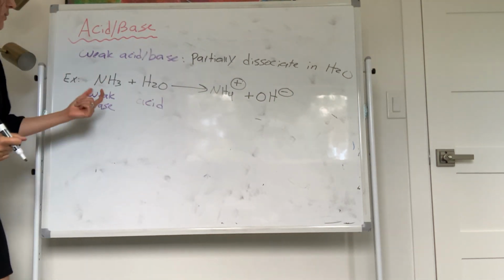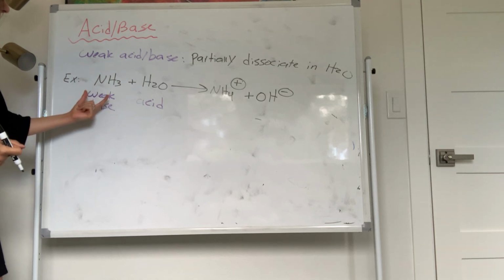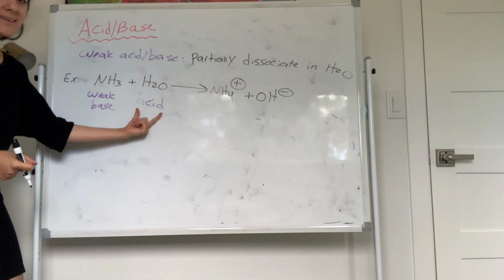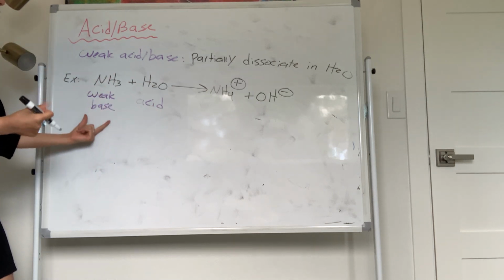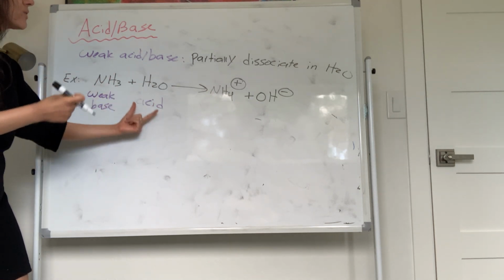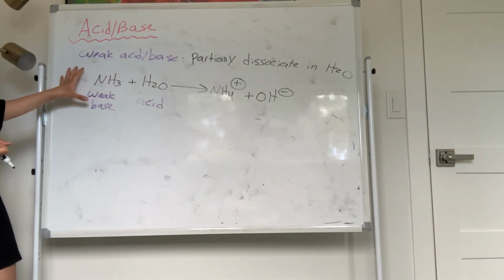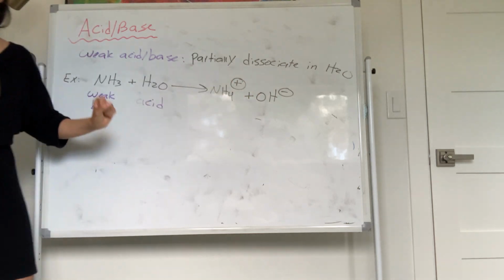So ammonia is a weak base. I need to remember that. If I add ammonia to water, since ammonia is my base, water is going to act like an acid. We talked about it. Base is going to get an H plus. Acid is going to lose an H plus. We did that, and this is our product. Neutral on this side, plus minus, neutral on that side.